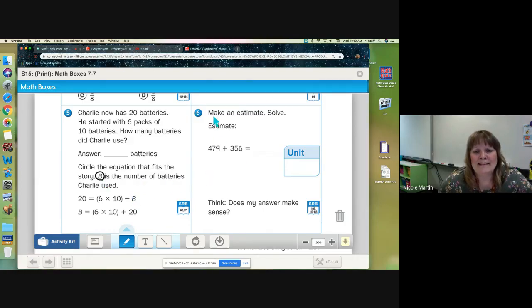And last but not least, number 6, we're going to make an estimate. What is your estimate? Now, 3rd graders, don't be lazy. Let's go ahead and write it out this way and add those numbers up, and hopefully your number will make sense.